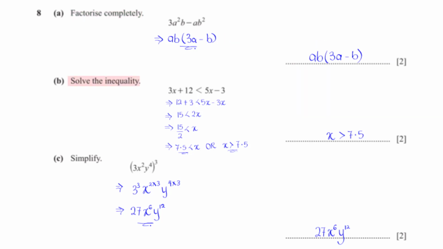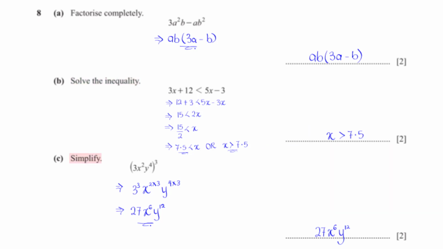Solve the inequality. 3x plus 12 is less than 5x minus 3. When we group like terms, we have 12 plus 3 is less than 5x minus 3x. 12 plus 3 is 15. 5x minus 3x is 2x. When we divide through the inequality by 2, we have 15 over 2 is less than x. 15 over 2 in decimal is 7.5. So we have 7.5 is less than x, or this can be rewritten as x is greater than 7.5.